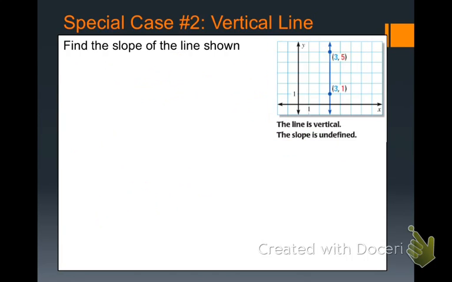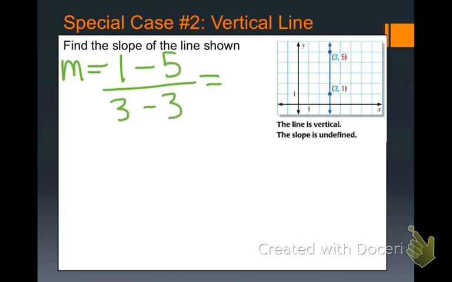So then looking at a vertical line, let's do a similar thing. Find the slope again. y2, 1, minus y1, 5, over x2, 3, minus x1, 3. 1 minus 5 is negative 4, over 3 minus 3 is 0. But we cannot divide by 0. So anytime you end up with a 0 on the bottom, that just means that your slope is undefined.